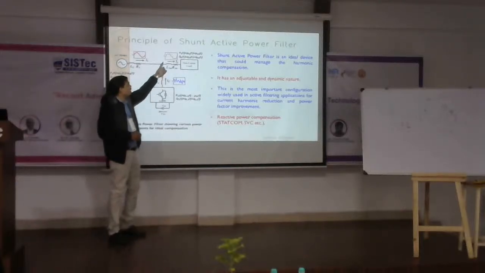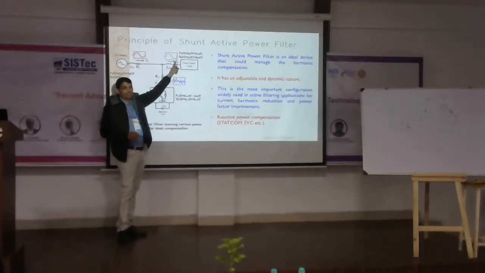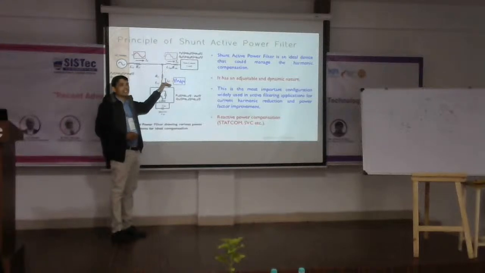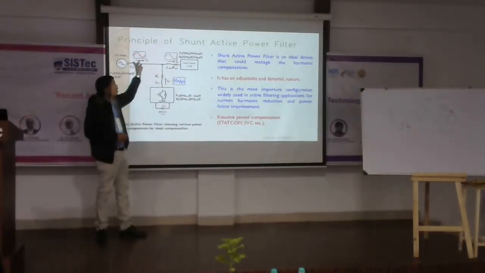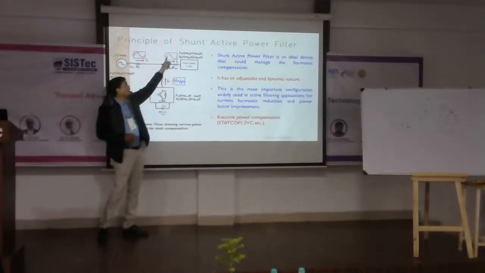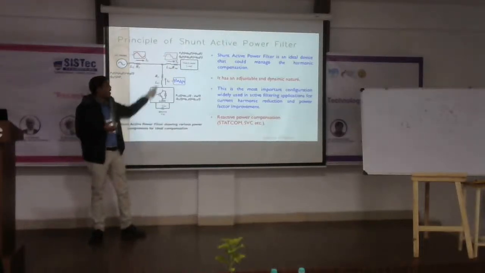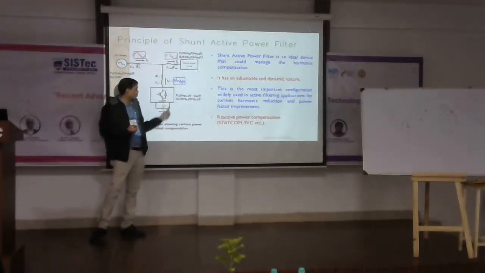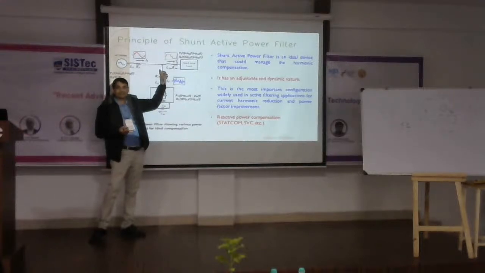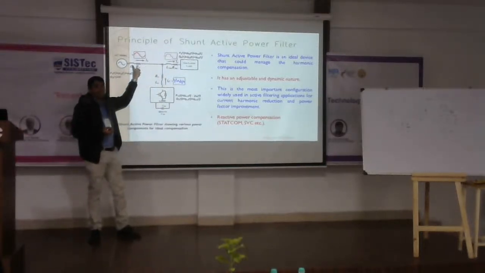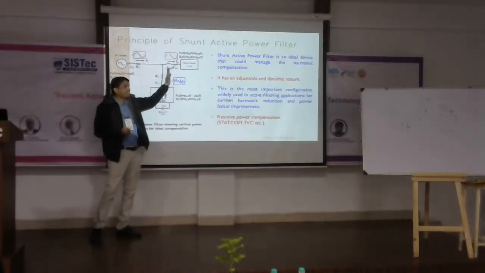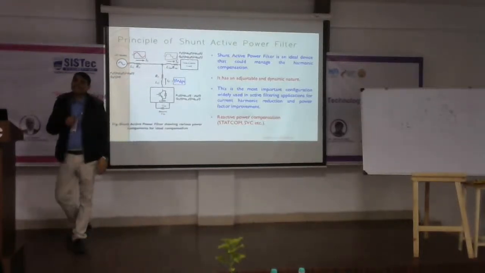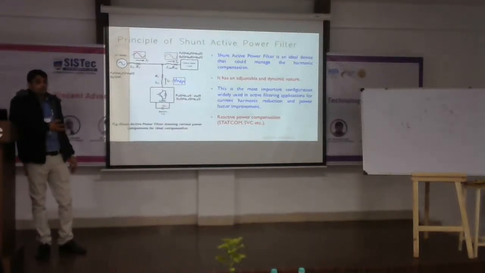So suppose this is the shape of a deteriorated waveform. Inject just the opposite current and add it on this waveform. So what will happen? That will not affect the source. If any demand is coming, suppose it is demanding a current, that current will be provided by this filter. So that will not affect the source. So we can install this filter either at the load end or the source end.